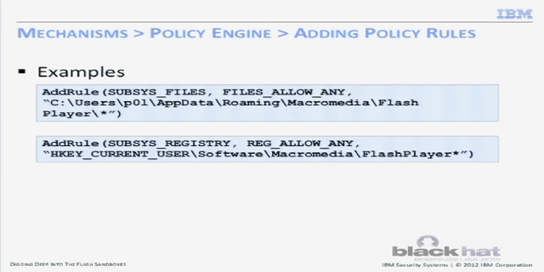So here's some examples of an add rule call. The first example can be found in Firefox Flash, and it basically gives the sandbox process full access to any file in the folder in the pattern argument. The next example will give the sandbox process registry read and write access to any key that starts with a string.